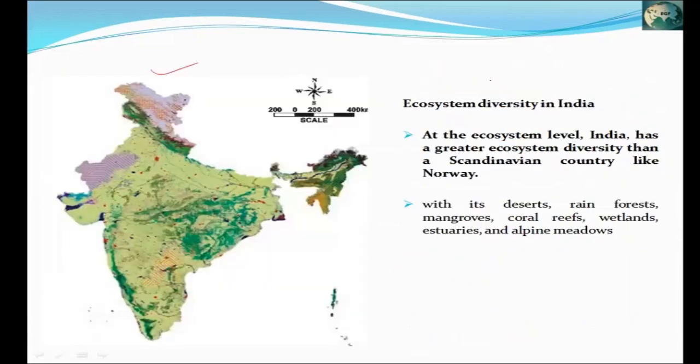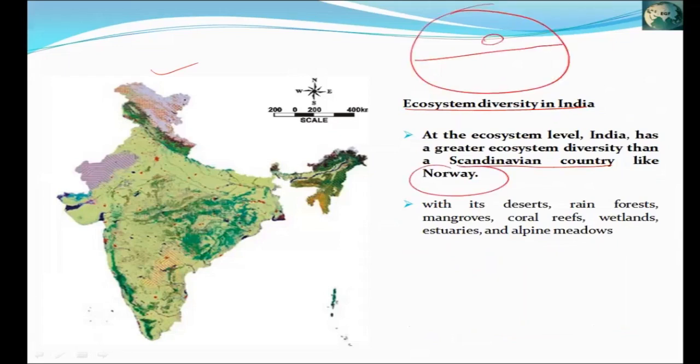This is map of India. In India, we have very high ecosystem diversity as compared to any polar country, such as Scandinavian country like Norway. If you look at this location, India is located here and Norway is here in temperate region. That's why less habitat types are found there. But in India, there is very high ecosystem diversity.